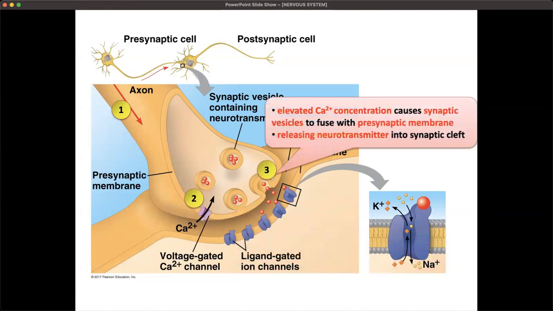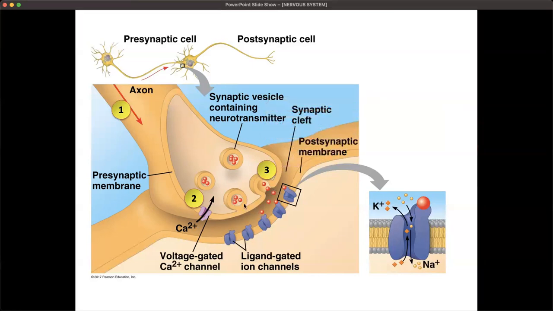Next, number 3, when the calcium ion has accumulated, or the concentration of calcium is really high over here, it causes a synaptic vesicle to fuse with the presynaptic membrane. This is the presynaptic membrane. So the vesicle is going to slowly come over, fuse with the membrane, and then release the neurotransmitter into the cleft over here, or what we call the gap junction.